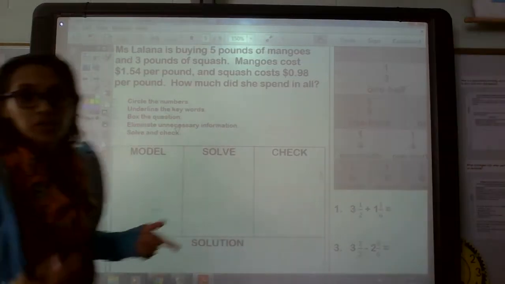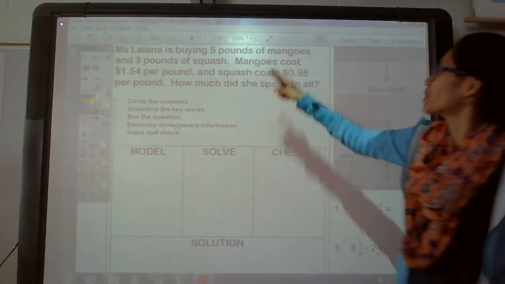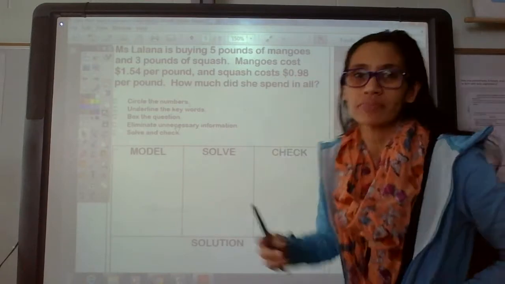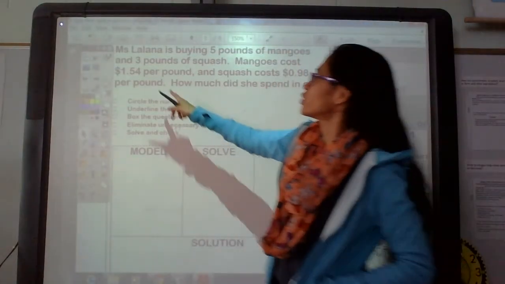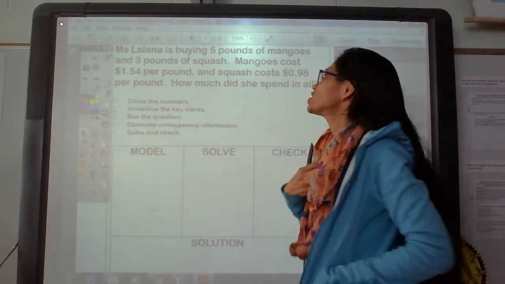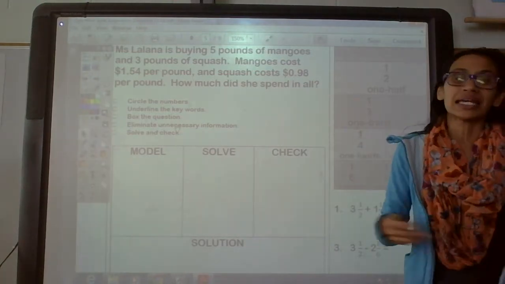Miss Alana, that's me, is buying 5 pounds of mangoes and 3 pounds of squash. Mangoes, I love mangoes. Mangoes cost $1.54 per pound, and squash, I love squash too. Squash costs 98 cents per pound. How much did she spend in all?